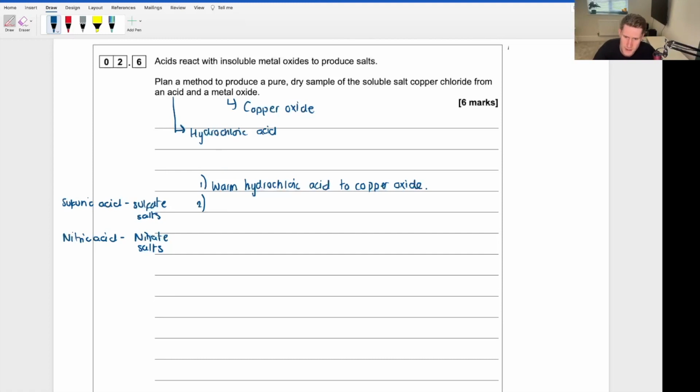So warm hydrochloric acid to copper oxide. Should say here acid added to copper oxide, add an excess of copper oxide and stir to make sure it all reacts, and then we'll have an excess left over. So we'll basically have in our, let's say, conical flask, we'll have our solution, then we'll have a remaining solid here of unreacted copper oxide. So we need to filter that out.